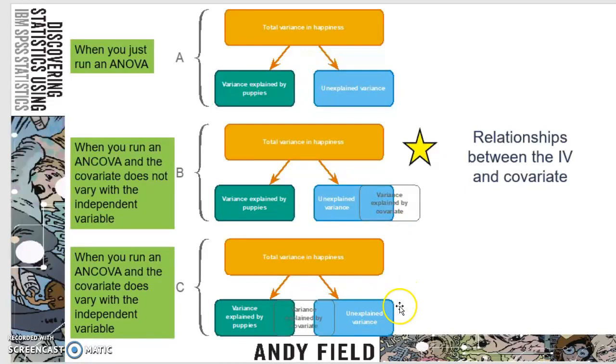It's when you have a covariate that is varying also with puppies as well as unexplained variance. All right, so notice this box in here. So now this is sharing the puppies explaining happiness and the error explaining happiness. So it's not a great model. The best model, and the reason I have the star here, is when you have covariates that are not also varying with the independent variable, such as puppies.